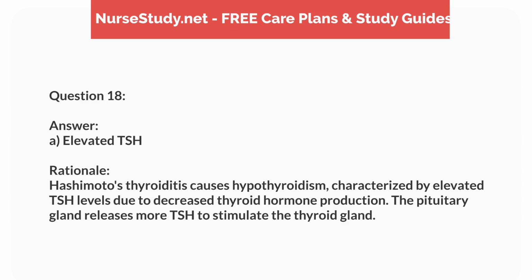Answer: A. Elevated TSH. Rationale: Hashimoto's thyroiditis causes hypothyroidism, characterized by elevated TSH levels due to decreased thyroid hormone production. The pituitary gland releases more TSH to stimulate the thyroid gland.